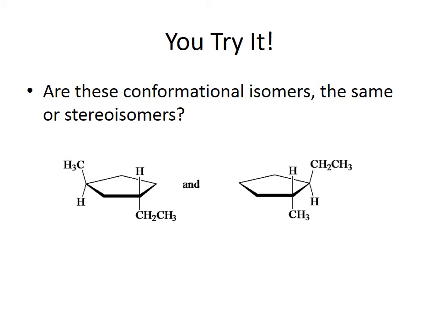So look at these and tell me, are these constitutional isomers or cis-trans stereoisomers, or are they the same molecule? Pause it, and then we'll go over the answer. Okay, so if I look at these two, you can see that this is 1,2, and this is 1,3. Although they're both trans, 1,2 and 1,3 are different connectivity. So these are constitutional isomers.